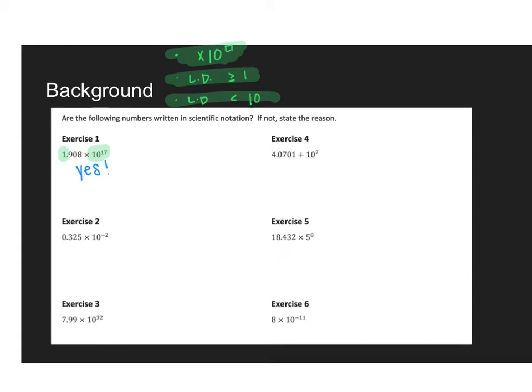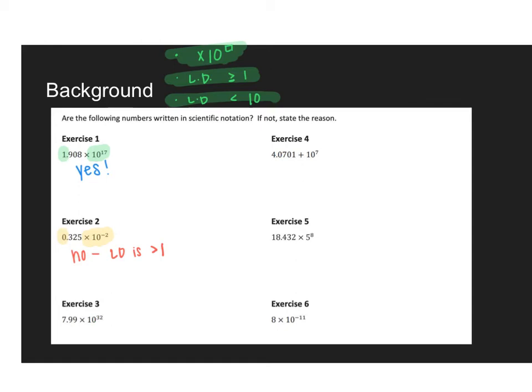Exercise 2. Let's look at it. We have 0.325. So we do have times 10 to the negative second, so that's good. Looking at our leading digit, is it greater than or equal to 1? No, this is less than 1. So no, this is not in scientific notation. And the reason why, our leading digit is less than 1. It has to be in between 1 and 10.